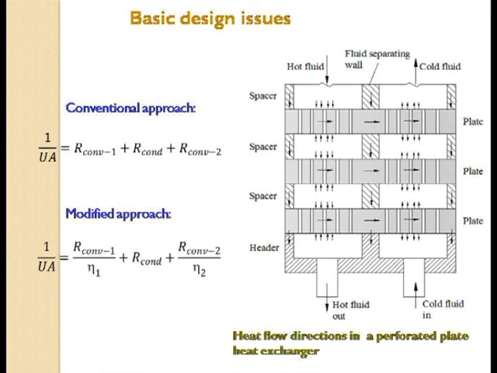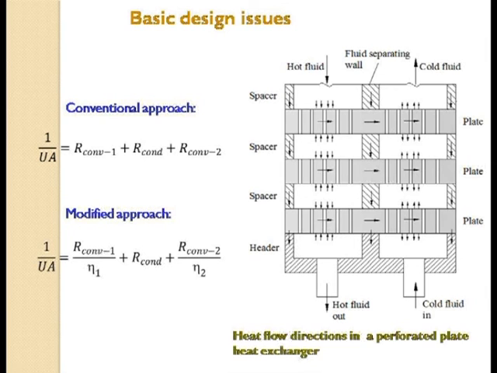Now, basic design issues. I will not take much of your time, but all I wanted to say is that in the conventional approach, 1 by UA is nothing but the convection resistance in one fluid, then the conduction resistance in the tube wall or the in-between wall material, and the convection resistance in the other side fluid 2.